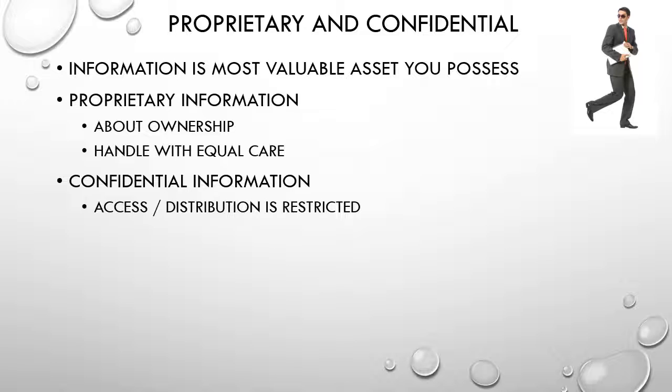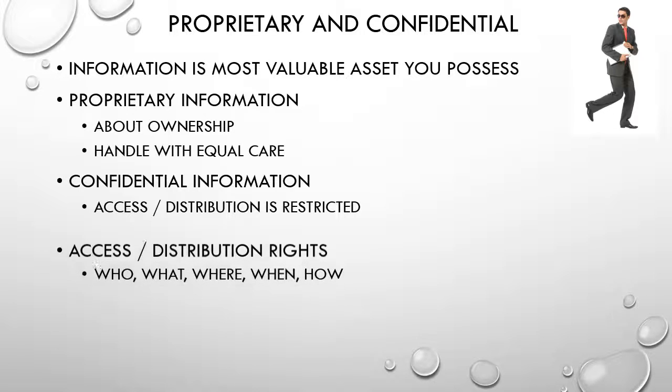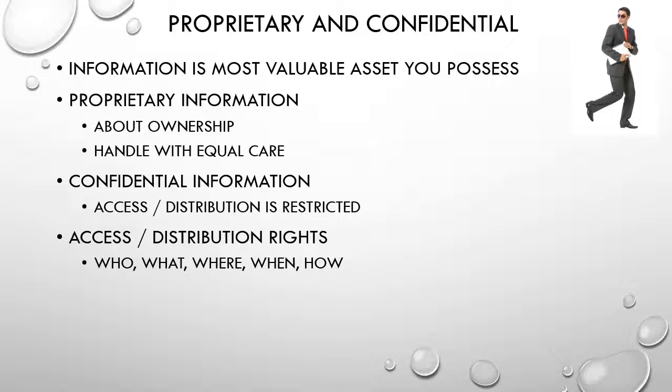As with any piece of property, the owner defines the rules by which the property can be used by others. Therefore, with proprietary information, the owner defines who can access or distribute the information, what information they can access or distribute, where they can access or distribute it, when they can access or distribute it, and how they can access or distribute it. You can imagine that the information owner can place any combination of crazy restrictions around its access.